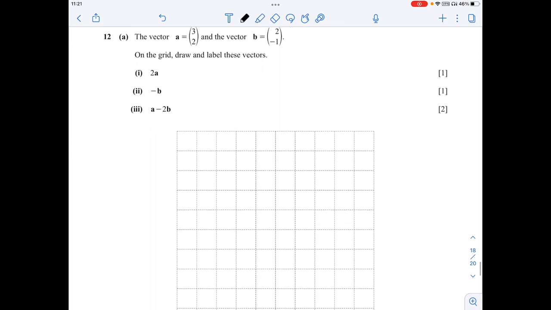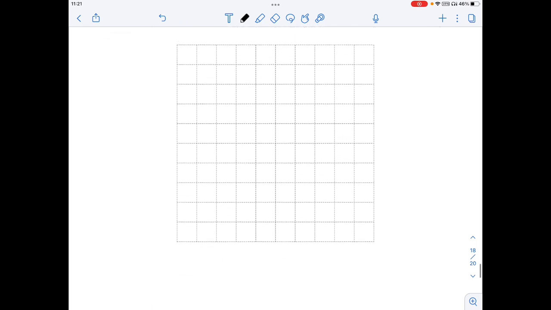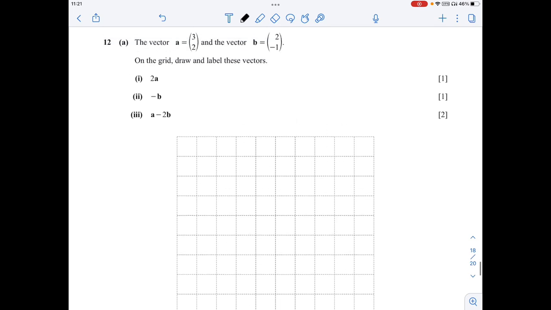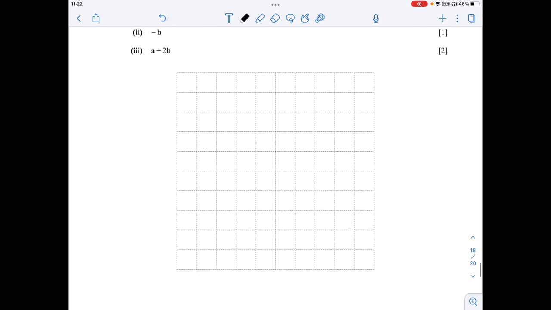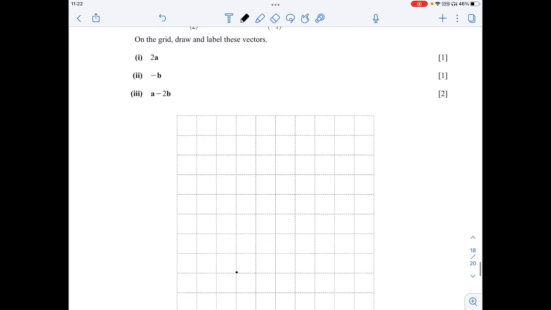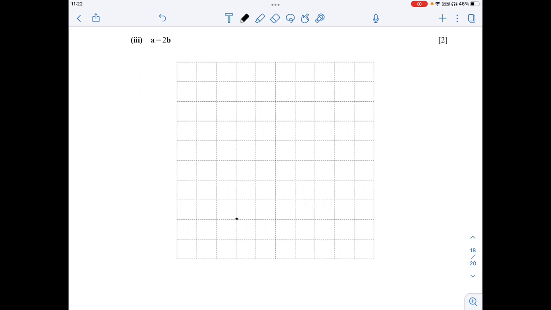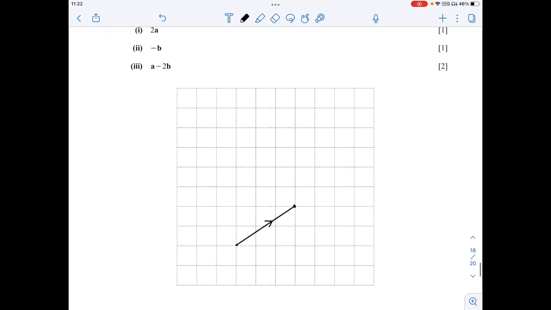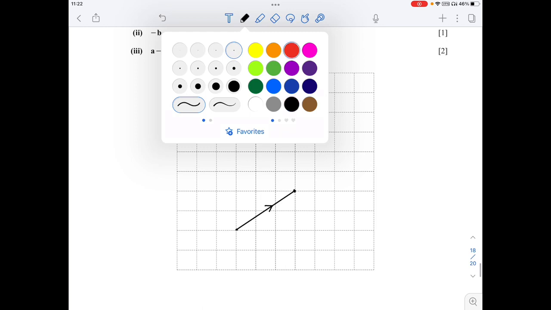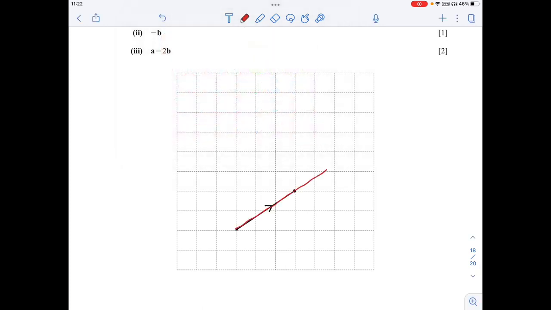Then question number 12, vector A is given, vector B is given, 2 times A. Draw and label these vectors. So let this be origin, then I can start over here. A is 3, 2. So it goes 3 on x-axis and 2 on y-axis. So 3, 2. This is A. 2A is 6, 4. So it becomes 6, 4, twice of that one.